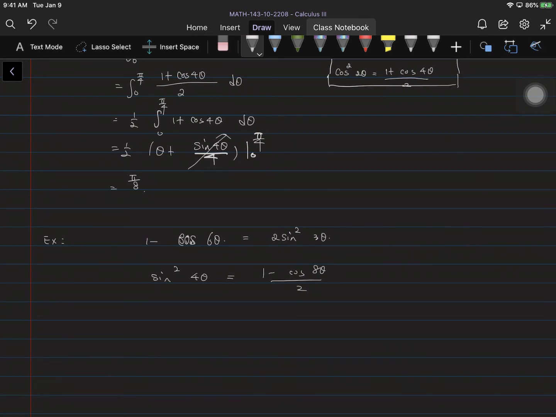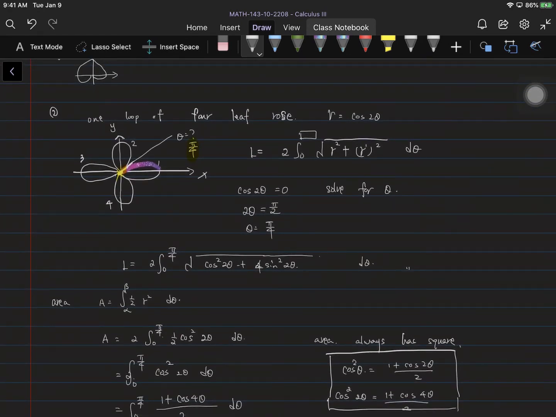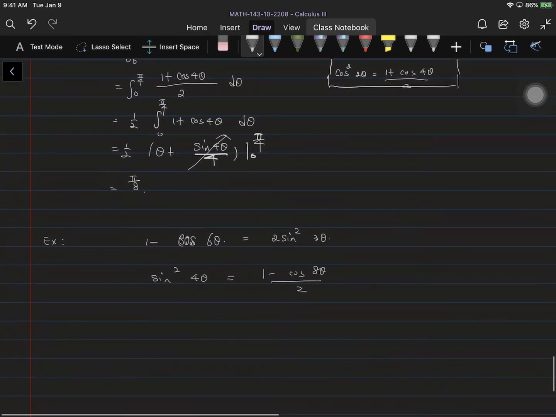So in this section, we just need to know area and arc length. And for the formula, I think it will be given. You don't need to memorize. We can stop here.